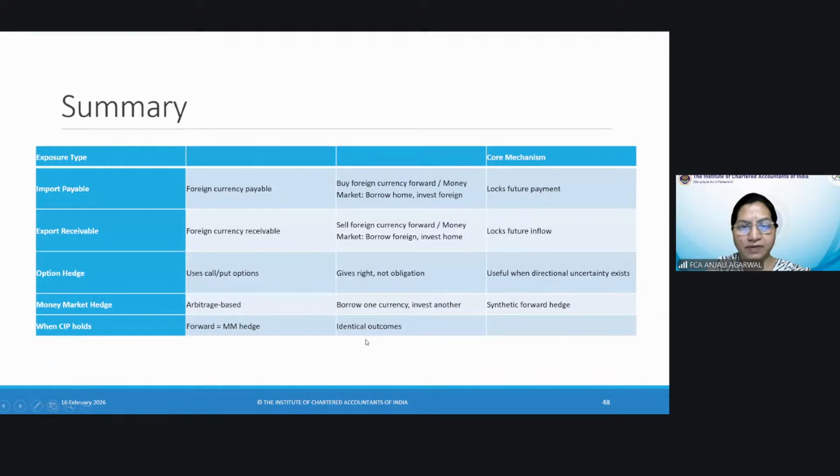Besides this, there is this summary. You can take note of this. This will help you to understand the questions and to approach Forex better. What does it say? The exposure type: if you have imports payable, you will have foreign currency payable. If you are importing, you have to pay the foreign currency. So you can buy the foreign currency forward. You can use money market hedge, in which you borrow in the home currency and invest in the foreign currency.